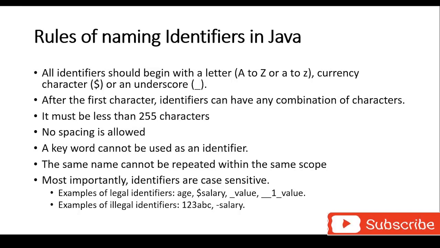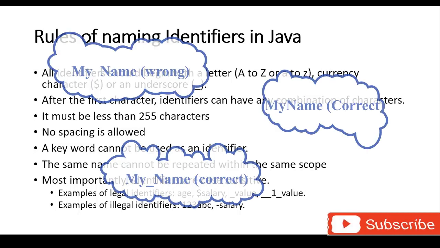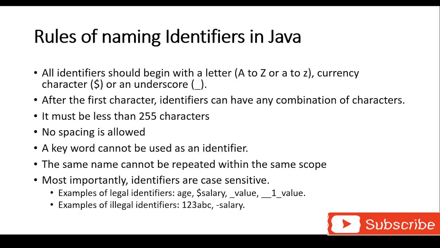No spacing is allowed. When we talk about spacing, if you have to use two names, such as you want to have an identifier known as my name, you don't put space between my and name. And if you must use some space for purposes of maybe making it easy for you to read, what you do is you put an underscore. Then keywords cannot be used.